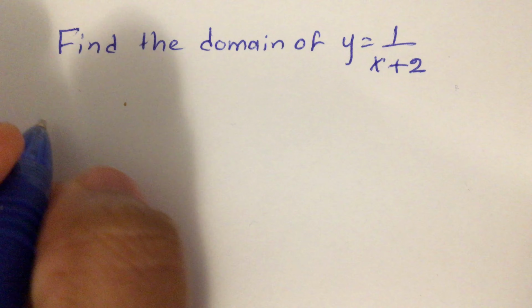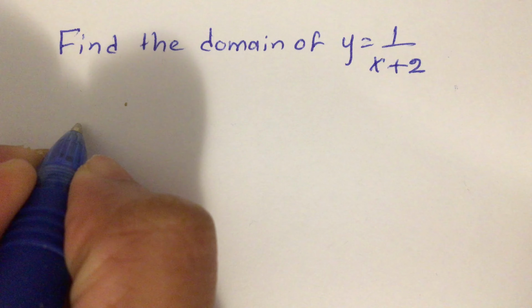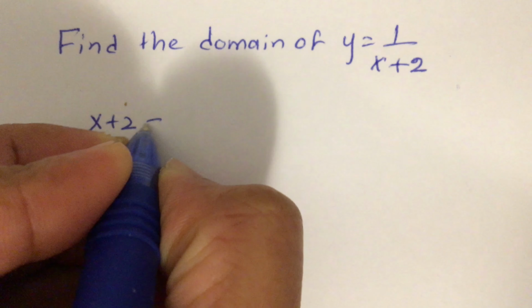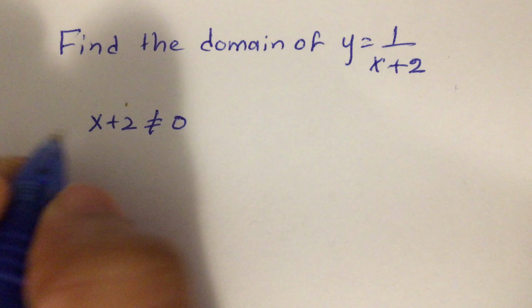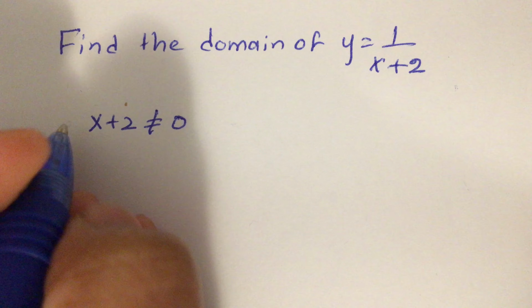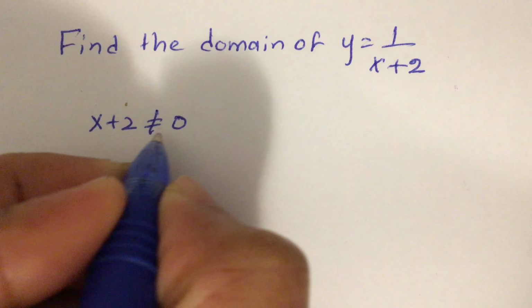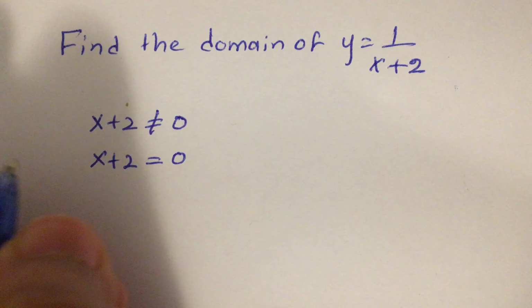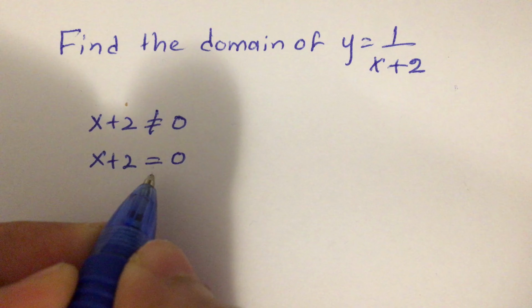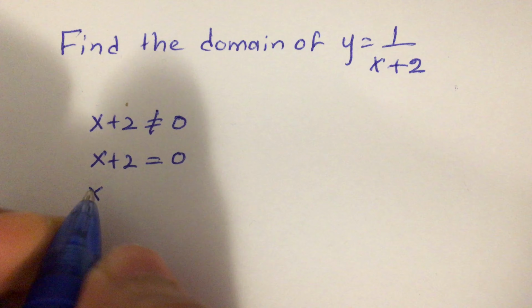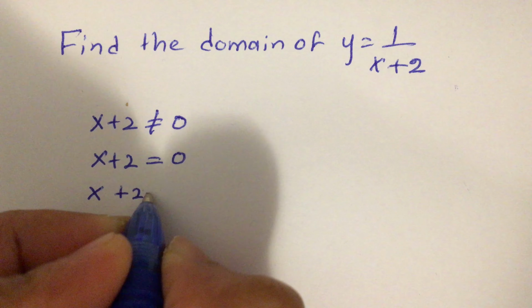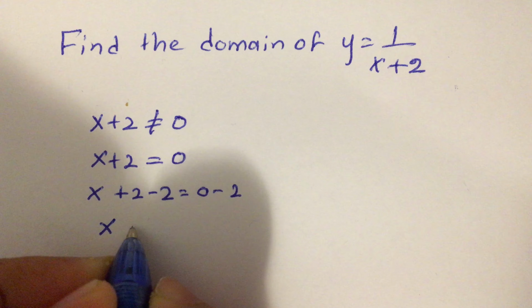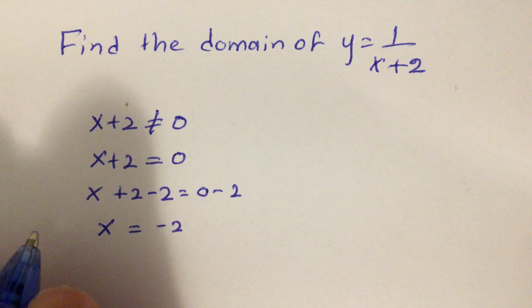So as you know, your denominator cannot be 0, right? So your x plus 2 cannot be 0. So let's find out the values that give you x plus 2 equals 0. So this is your equation. If you solve this equation for x, you have to subtract 2 from both sides and you will end up with x equals negative 2.